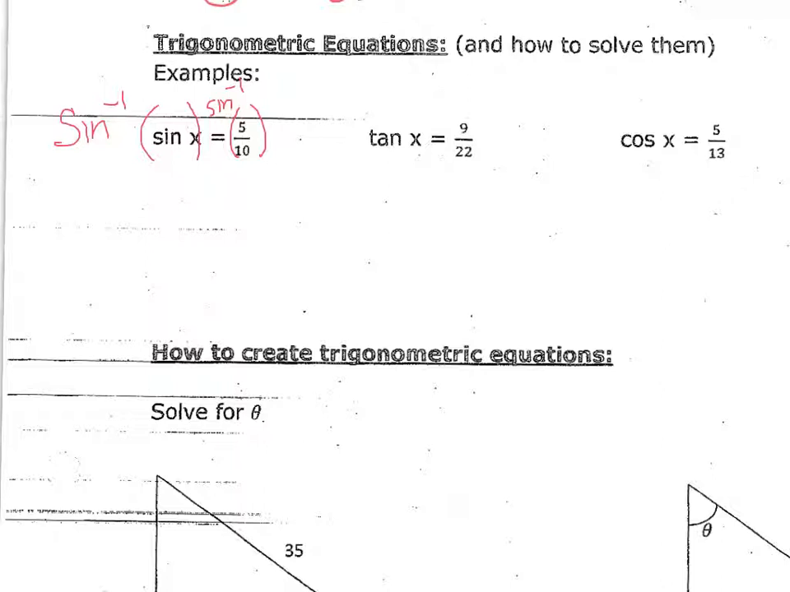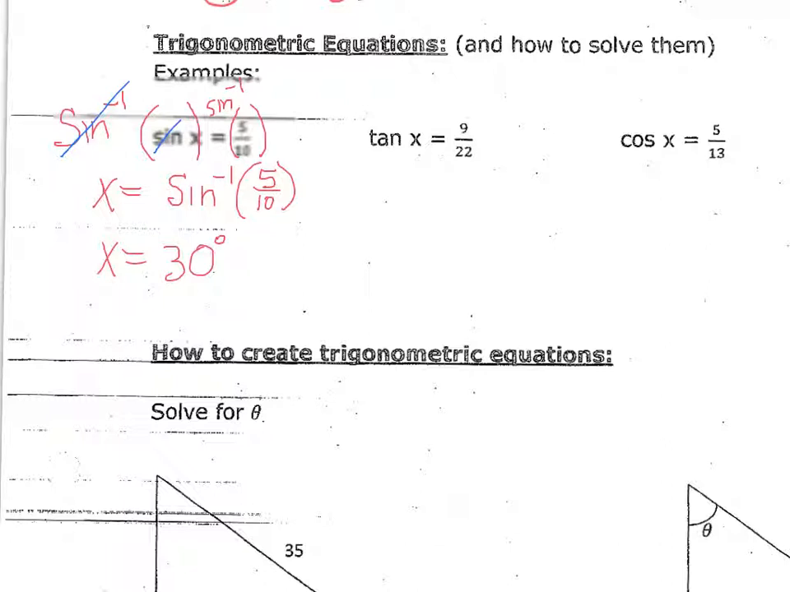So that allows sine to be canceled, okay? So arc sine, inverse sine, and sine cancel out. And you end up with x equals arc sine, sine to the -1 of 5/10. And then just put that into the calculator. So let's do that in the calculator. You put that into the calculator, and your answer is 30, with the little circle on top, which is 30 degrees.